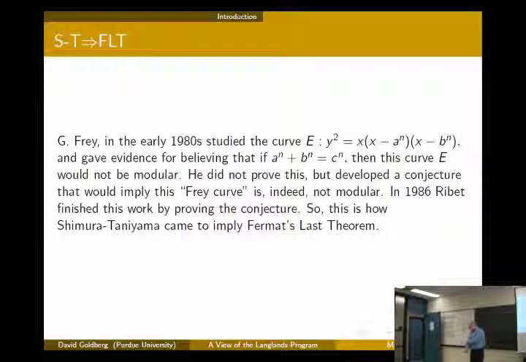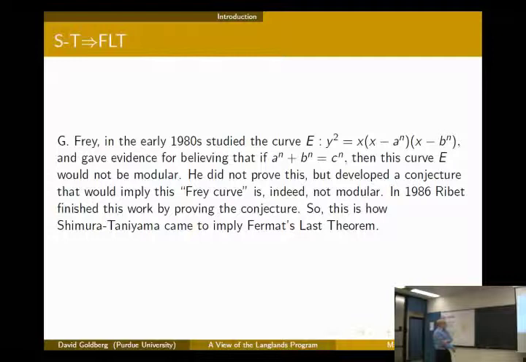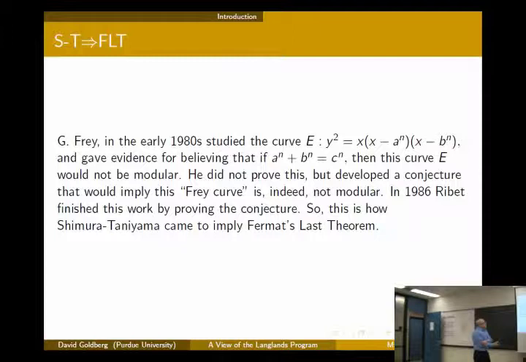And apparently some people had looked at this about 20 years earlier as well, and so there were some results around it, but he apparently had some intuition or reason to believe that if you had a solution to the Fermat equation, then this curve E would in fact not be modular. He couldn't prove this, but he did reduce it to a conjecture, known as the epsilon conjecture, which is the technical part that I don't think we need to get into, and I couldn't actually explain it very well anyway. But he developed this conjecture that said that this curve, now known as a Frey curve, would not be modular.